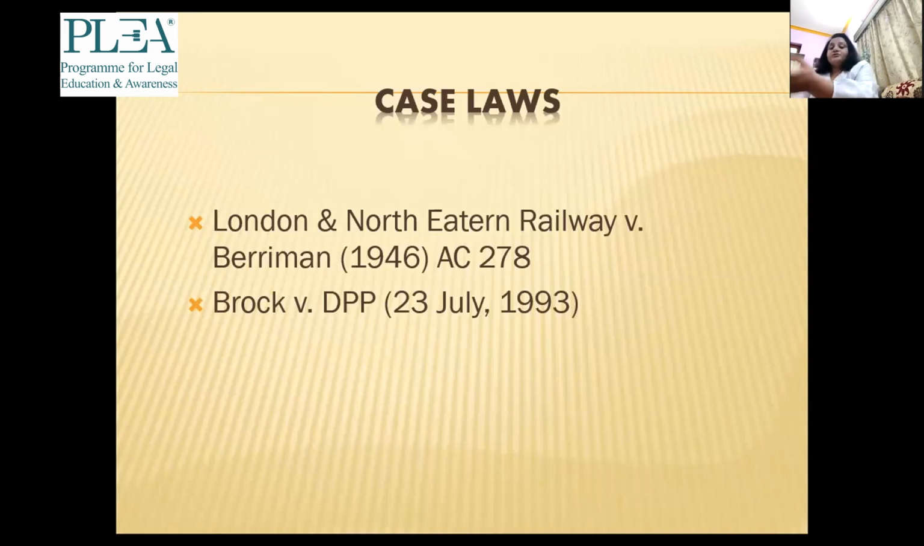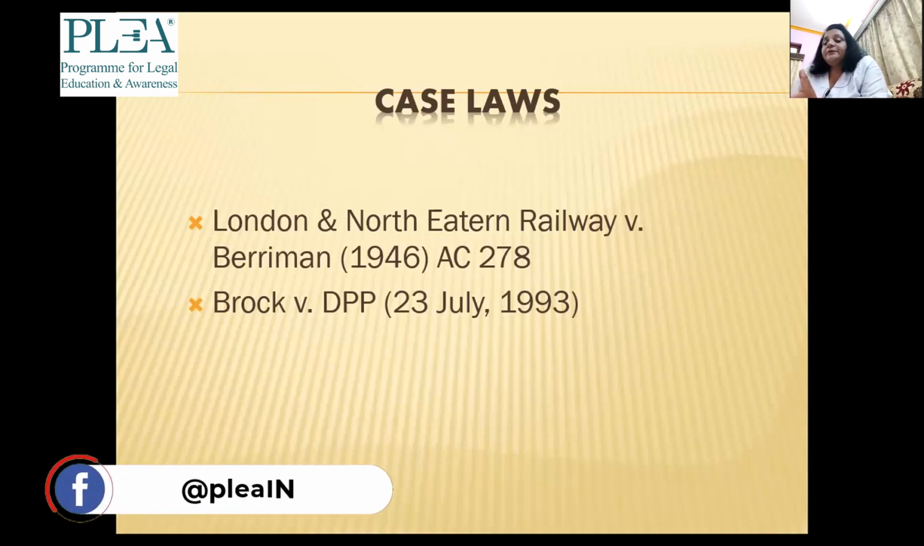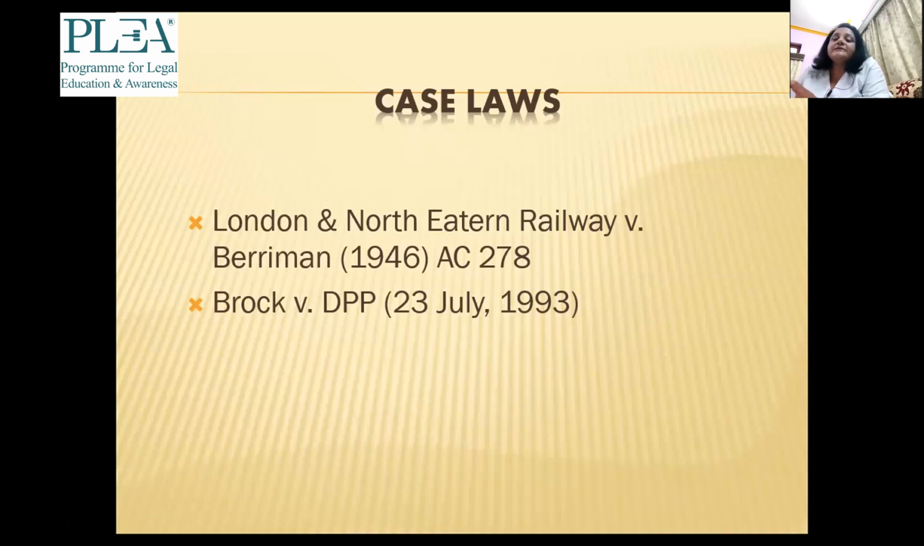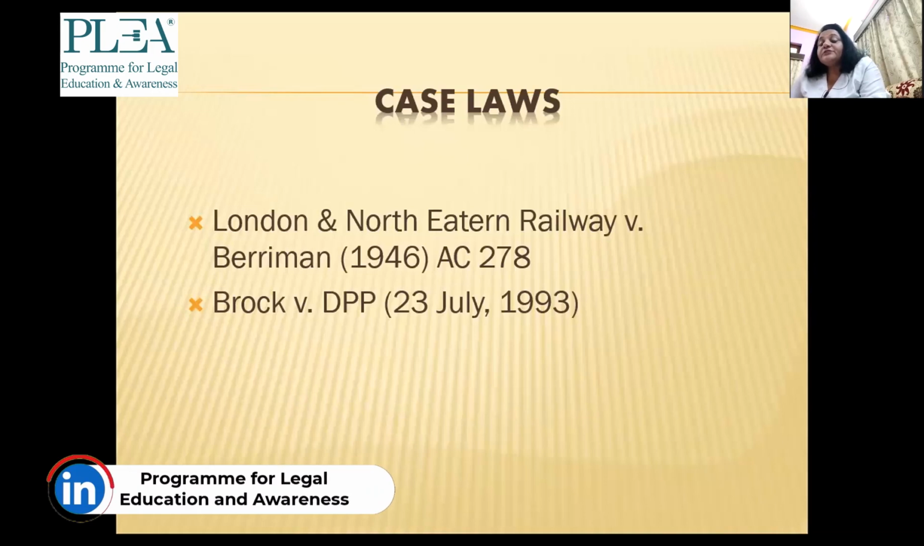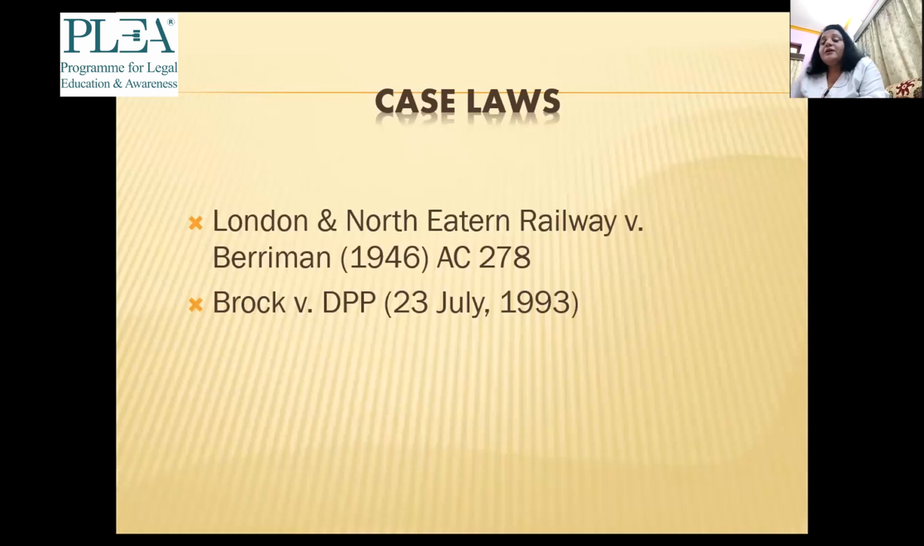Another case on the point is Brock versus GPP. It's a case of 1993. What happened in this case? The British government introduced a law, the Dog Prohibition Act, in which it was laid down that all the dogs which fall in the type of pit bull terriers will be considered harmful for society. Now the issue that arose in the case was whether the type includes the breed itself. It means, will only the dogs which are the breed of pit bull be considered harmful to society, or will any dog who has the qualities or behaves like a pit bull be considered harmful to society?